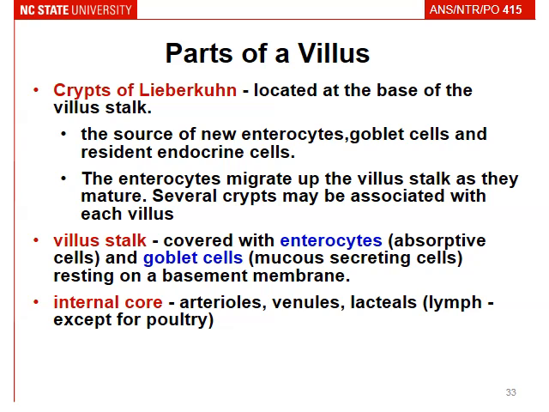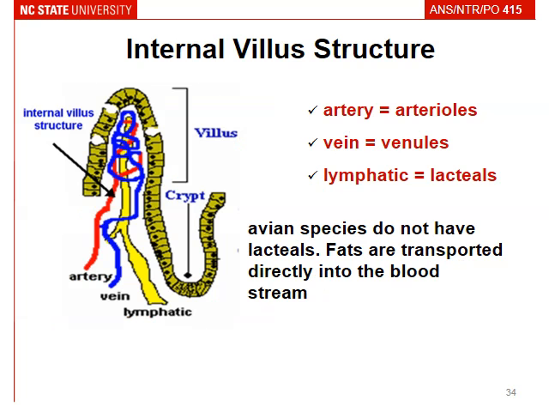And all except poultry. Poultry do not have any lacteals. So poultry have a very undeveloped or underdeveloped lymphatic system. So they do not utilize the lymphatic system to absorb fats like many mammalian species do. So, very important to know, poultry do not have lacteals or lymphatics throughout the core of the villi. That may be a question on the exam.